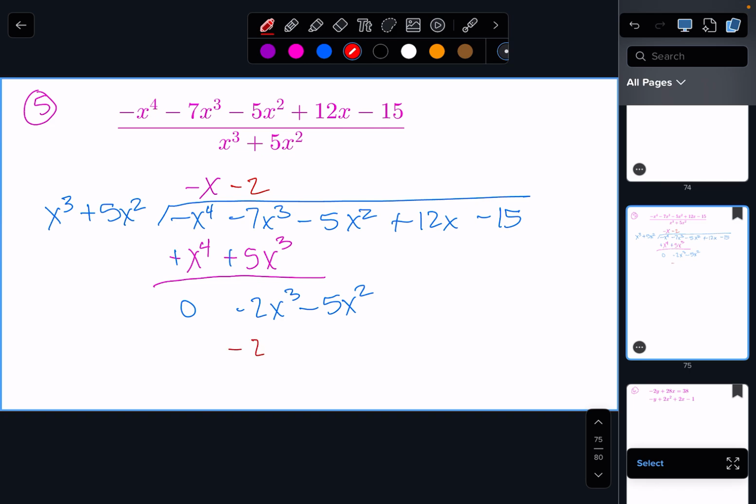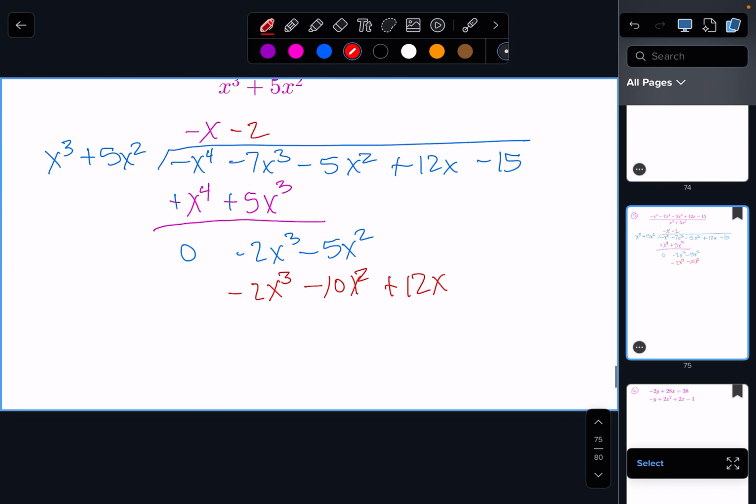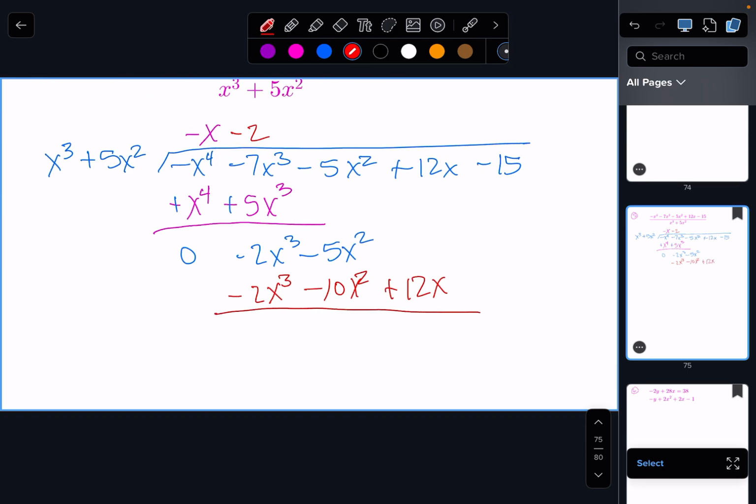She's not actually sorry. Negative 2x cubed minus 10x squared plus 12x. Change the sign. And 0, 5x squared minus 12x. Wait, why'd you bring down... Oh. Whoa, whoa, whoa, whoa.